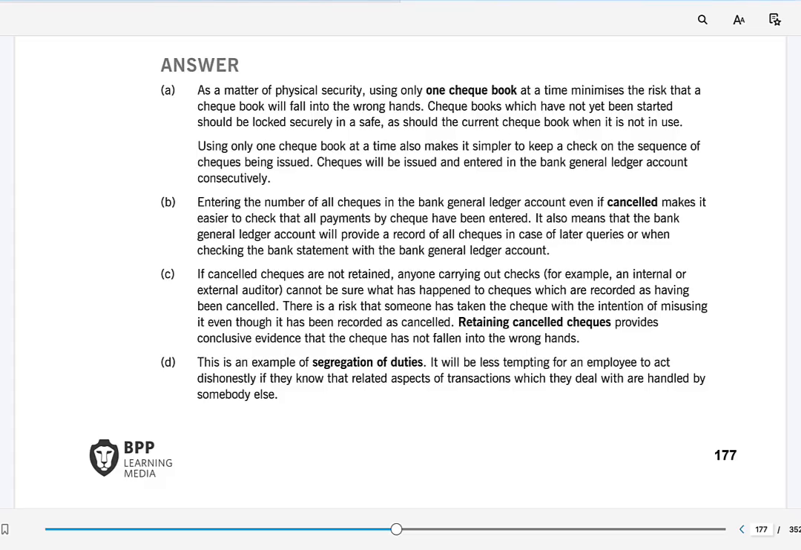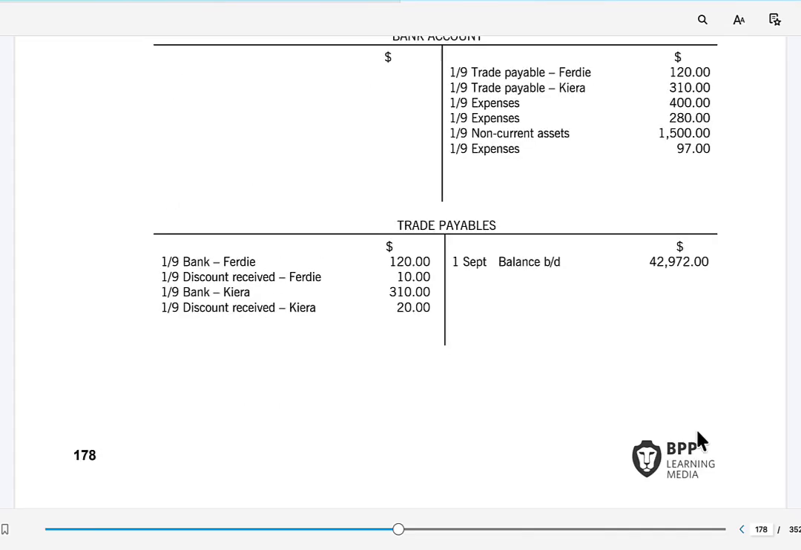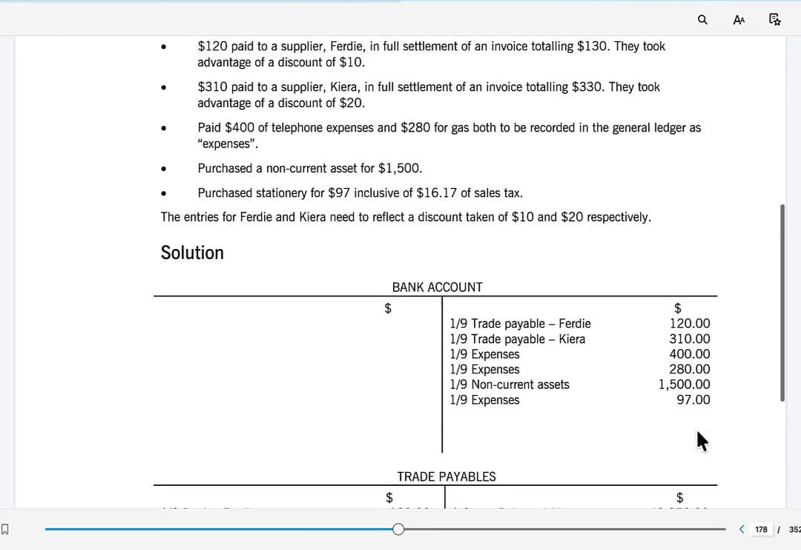Second reason, it reduces mistakes. Even honest people make errors. They may write the wrong amount. They may write the wrong supplier name. They may record the payment twice. But when duties are separated, there is a checking effect. One person prepares, the other person records and reviews. This reduces mistakes.